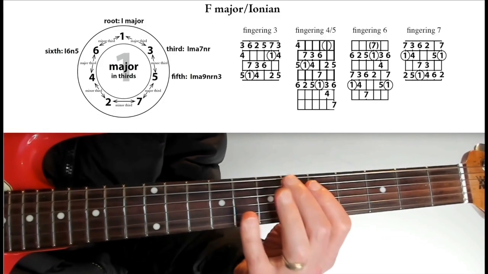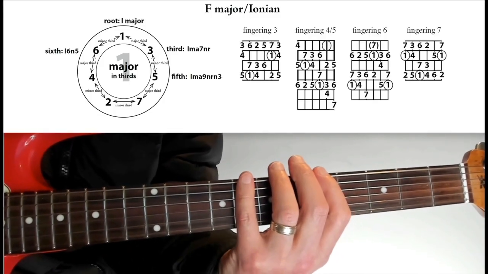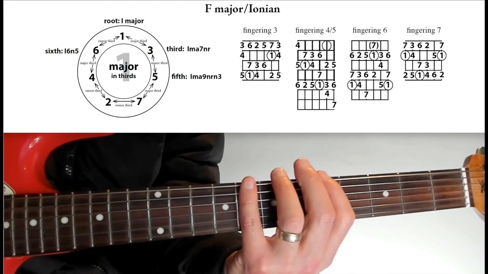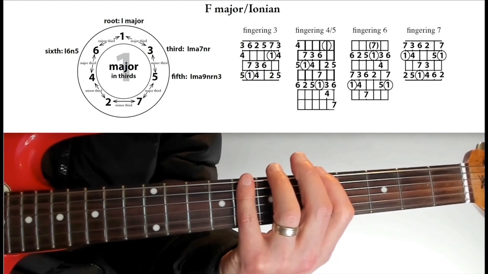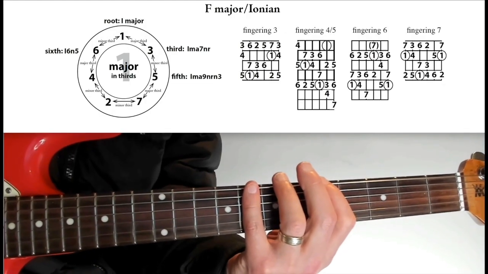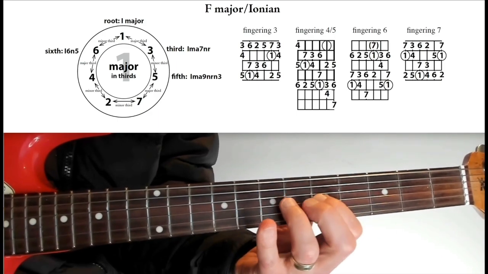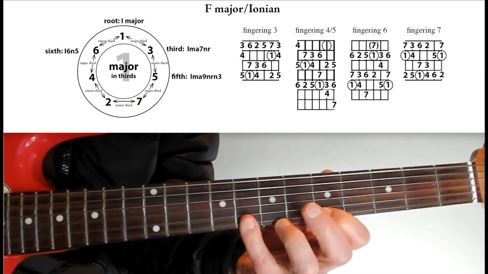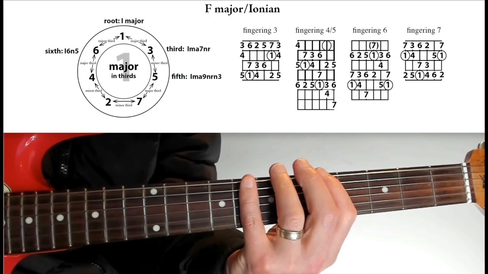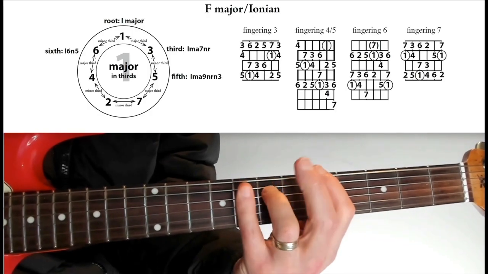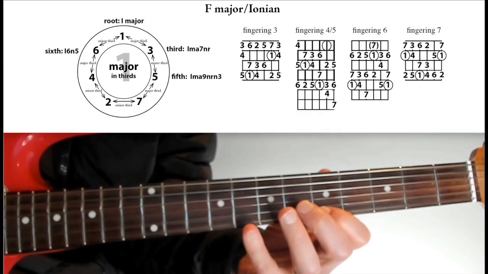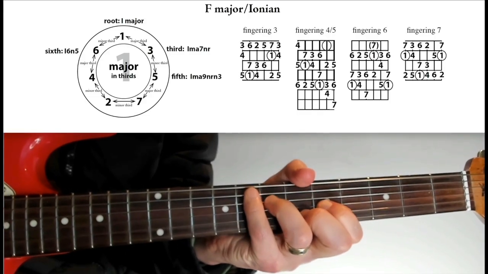And the F major triad is scale tones 1, 3, 5 in ascending order of pitch. Those are 3, 5, 1, 3, 5, 1, 3, 5. And in letters, those are A, C, F, A, C, F, A, C. That's an F major chord.